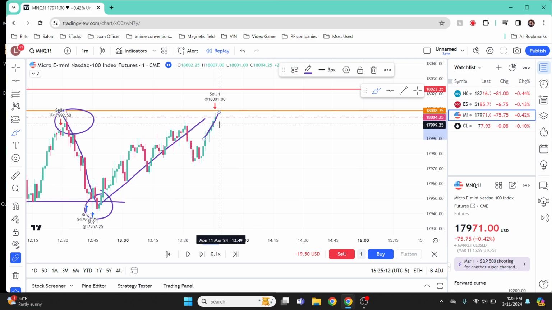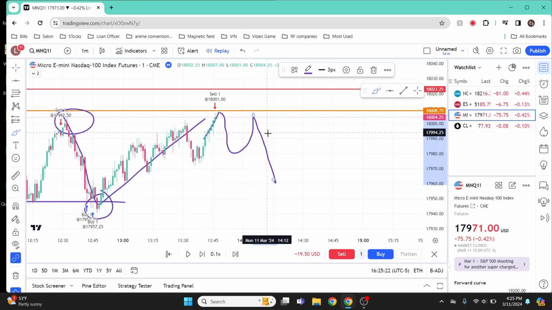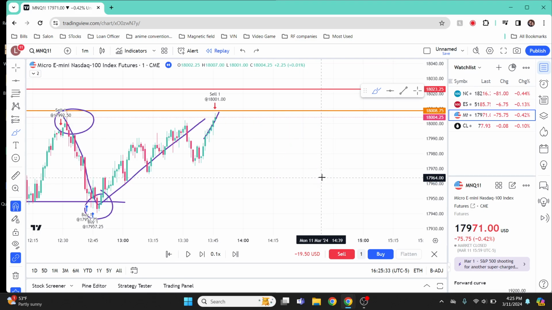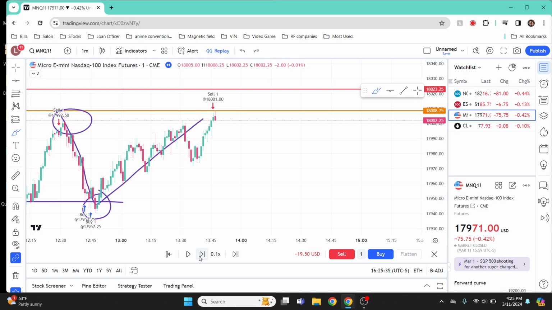So let's say it comes up here, and it rejects and comes down and comes back up again. Then you can enter, because then if it rejects, that's a double rejection. Double rejection is going to be stronger than a single rejection. So then you're more likely to go down. You could come back up again, a third, you add another position, and if it rejects, you're 3 times more likely to go down. So let's see what happens here.